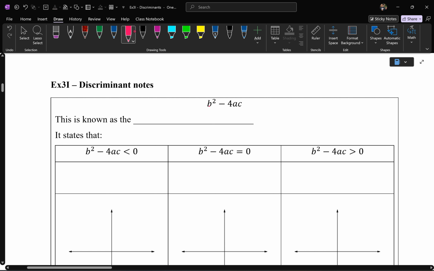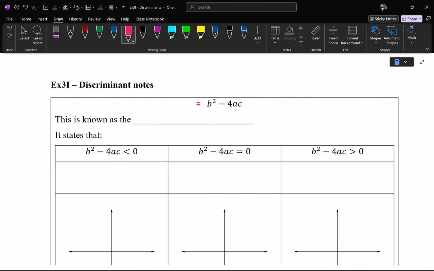This is called b squared minus 4ac. What is this called again? Discriminant. And the symbol for it is a triangle. Okay? The discriminant is found in which formula? The quadratic formula. Now, let's see how many of you remember the quadratic formula.